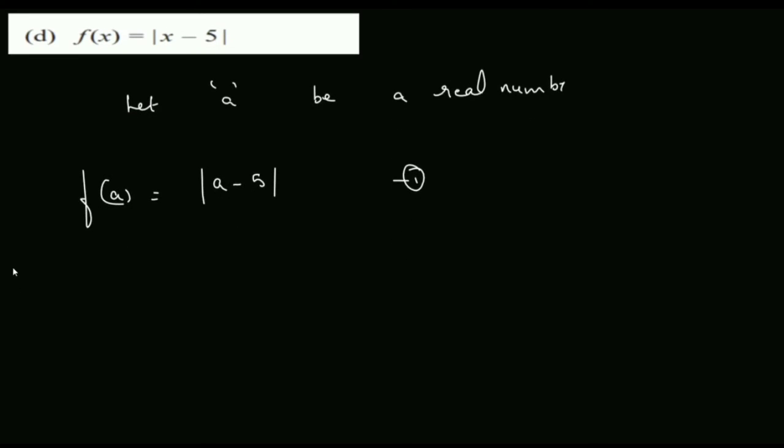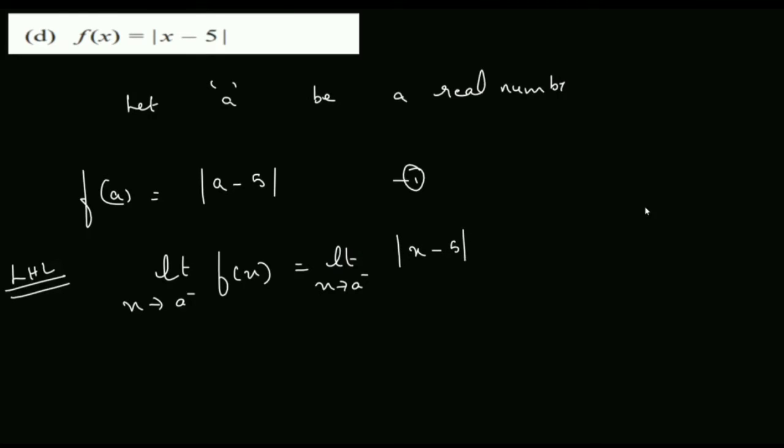Let us find the left hand limit. The left hand limit, how do you find it? Limit x tends to a minus of the function f of x, which is equal to limit x tends to a minus of modulus of x minus 5. If I want to find the left hand limit at the point a, I should take x as a minus h. So x is a minus h. When x approaches a, h tends to 0.